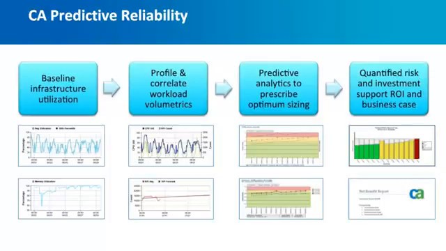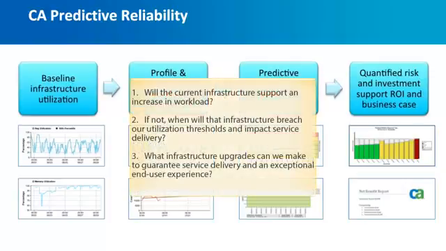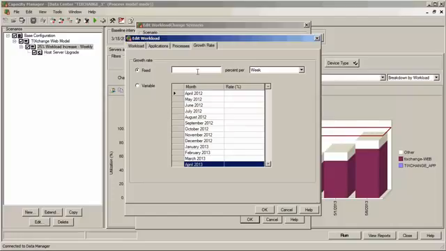We need to answer 3 questions here. Will the current infrastructure support an increase in workload? If not, when will that infrastructure breach our utilization thresholds and impact service delivery? And what infrastructure upgrades can we make to guarantee service delivery and an exceptional end-user experience? We now have everything we need to move forward with our modeling exercise.